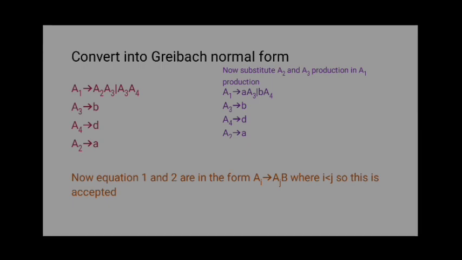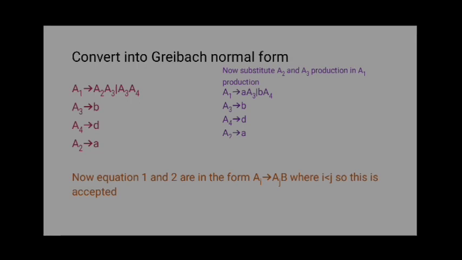So in this example, we have taken a very simple example without any left recursive production. So we have converted that. So all these five productions come under Greibach normal form. Now we go for the second one.